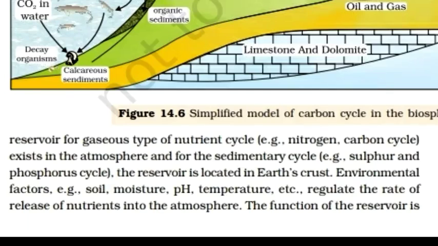The reservoir for the gaseous type of nutrient cycle, for example nitrogen and carbon cycles, exists in the atmosphere, and for the sedimentary cycle, for example sulfur and phosphorus cycles, the reservoir is located in the earth's crust. Environmental factors, for example soil, moisture, pH, temperature, etc., regulate the rate of release of nutrients into the atmosphere.